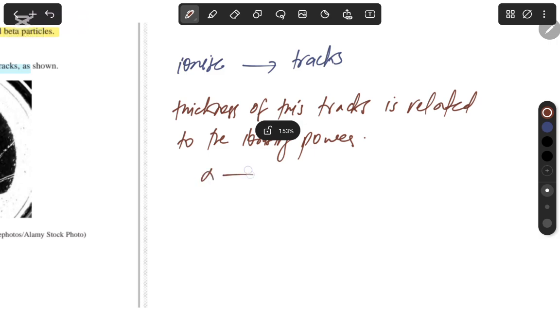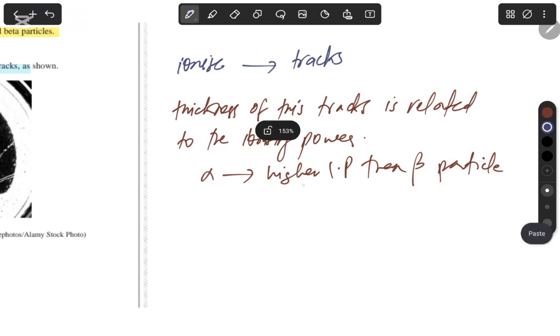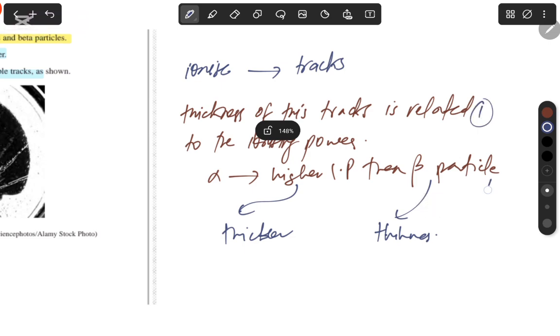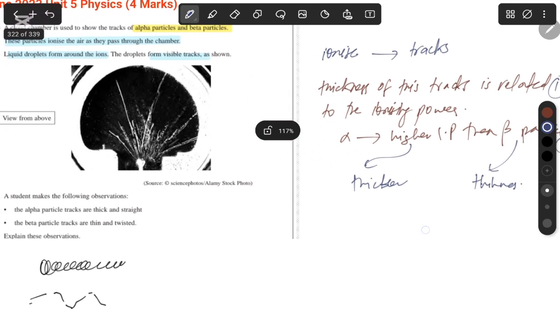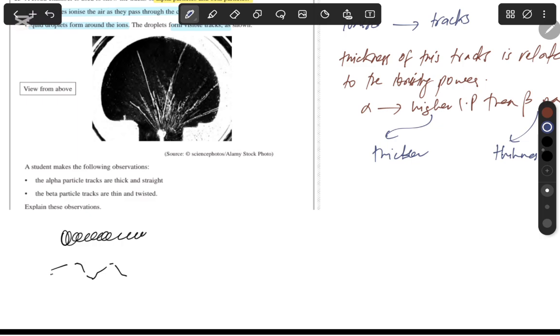Now, we know the alpha particle has a higher ionizing power than the beta particle, and that's the reason why the track for the alpha particle is thicker, and the track for the beta particle is much thinner. Okay, that's going to give you 1 point, and this is going to give you 1 point. So I've explained the first thing, why this is thick and this is thin.